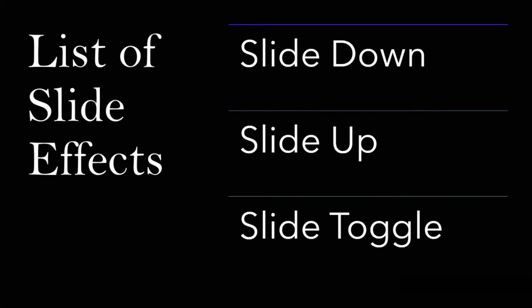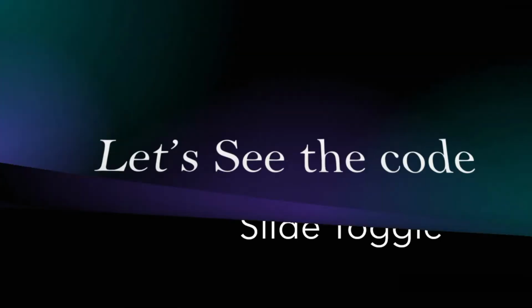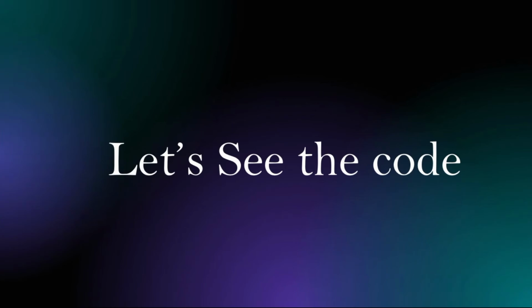Now one question arises: if slide down and slide up are there, then what is the use of slide toggle? And if slide toggle is provided, which is the combination of both, then why use those different things, slide down and slide up? That we will see in our practical session. Now, where are the slide effects used? Generally the slide effects are used in the menu items or the headers of the website. Now let's see how to implement the slide effects of jQuery using our code.